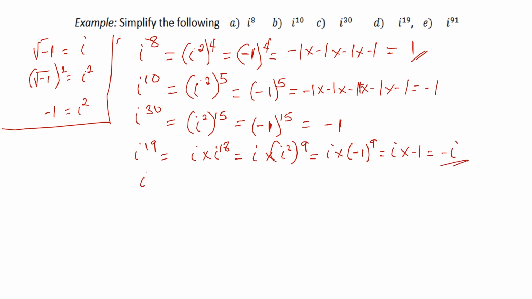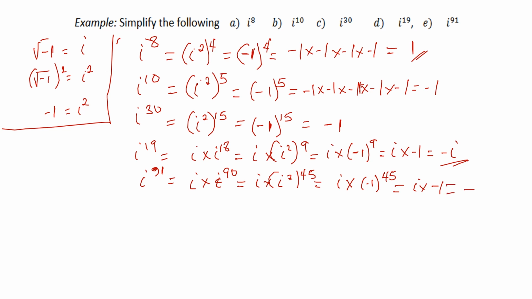Also, we have i raised to the power of 91. Which is going to be i multiplied by i raised to the power of 90, which is what? i multiplied by i squared raised to the power of 45. Then what are you going to have? We're going to have i multiplied by minus 1 raised to the power of 45, which is going to be i multiplied by minus 1, because minus 1 raised to the power of 45 is going to give you minus 1, because it's not an even number, it's an odd number, so which is going to be minus i.